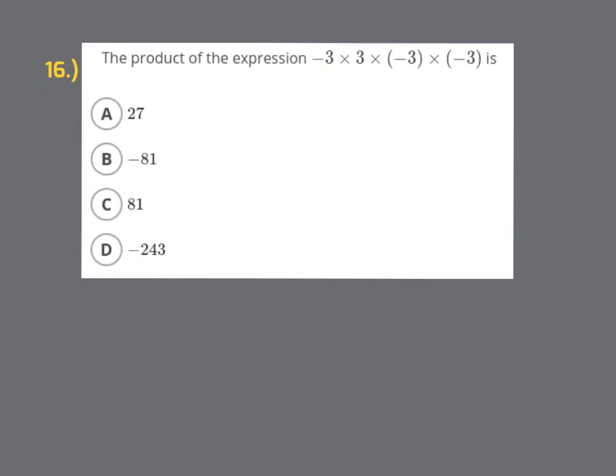Next, the product of this expression. The product means I'm multiplying, and I can see that by the sign. So I have to work it out here. So negative 3 times 3, a negative times a positive is a negative, and 3 times 3 is 9.